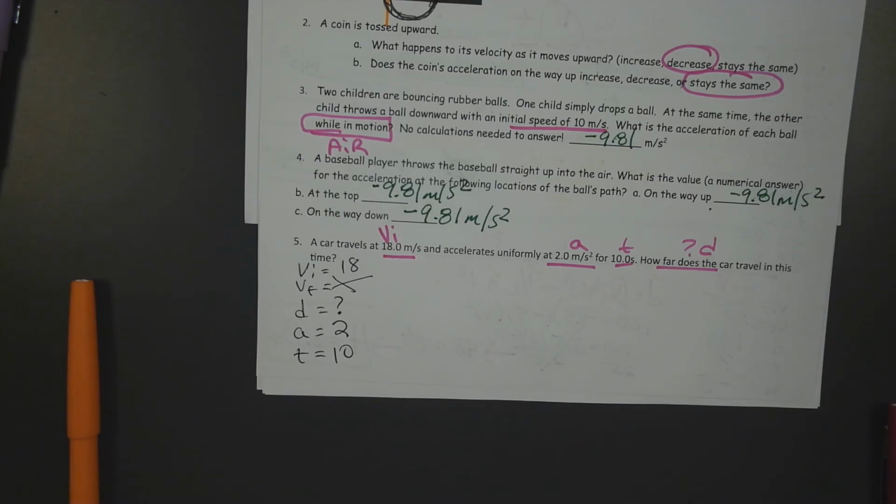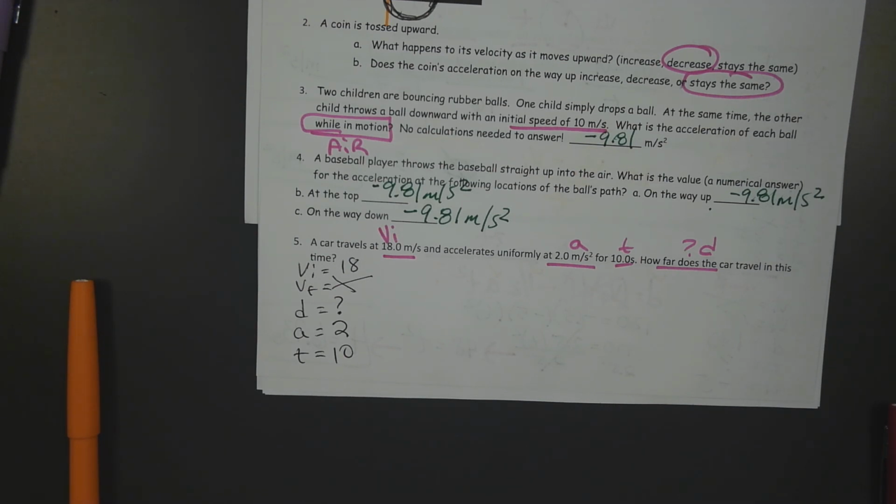Why is it going to be an answer in meters? Because my acceleration and my velocity are in meters. What if the question on the test online says, what is the distance in kilometers? Then when you get your answer, please make sure you convert it to kilometers, if that was the question.